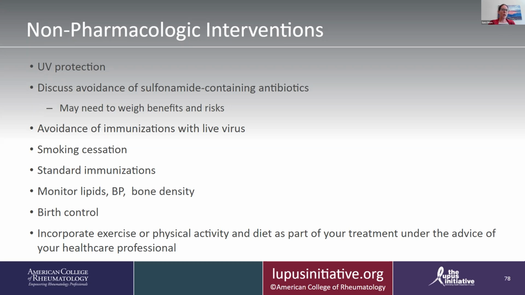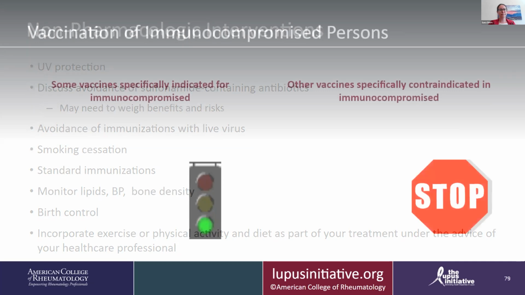And then they shouldn't have live virus vaccines. Smoking increases your risk of severity and developing lupus. We have to monitor their lipids, their blood pressure, and their bone density. Make sure that they have their standard immunizations, birth control, and getting them up and moving.